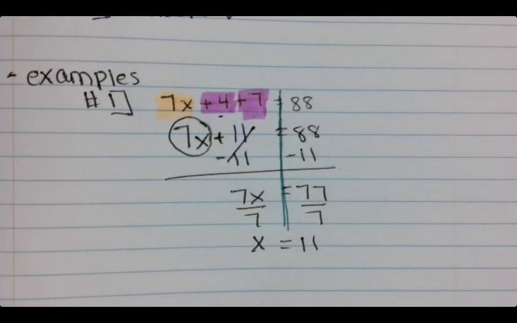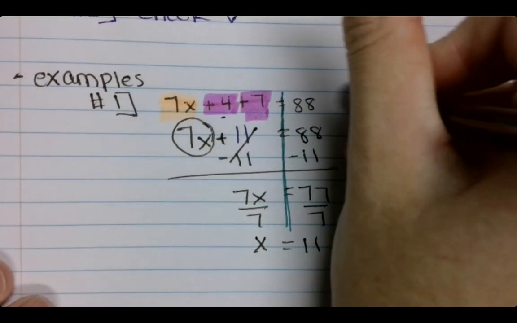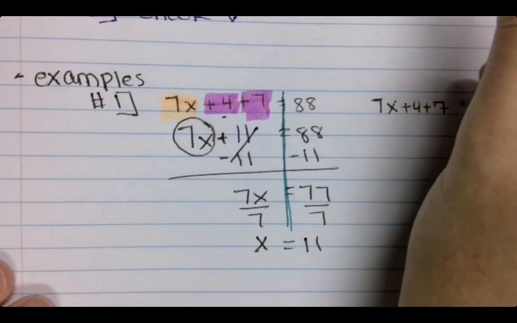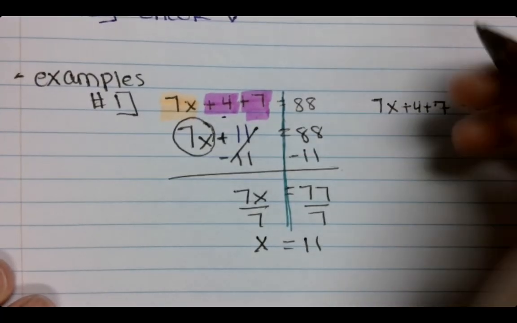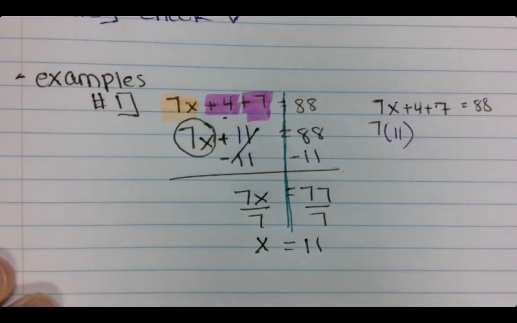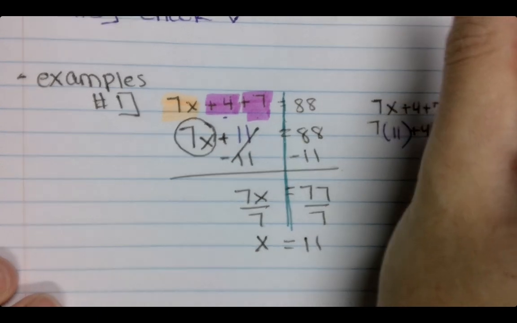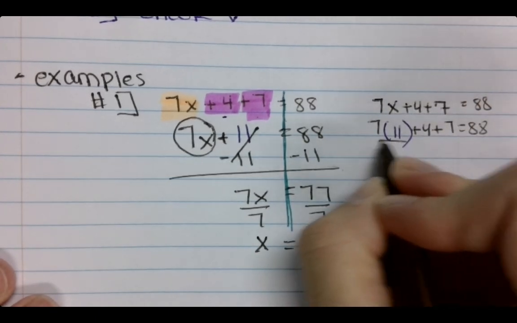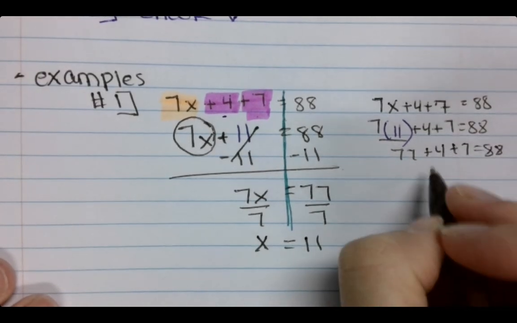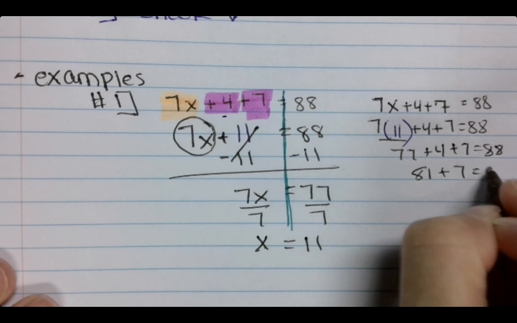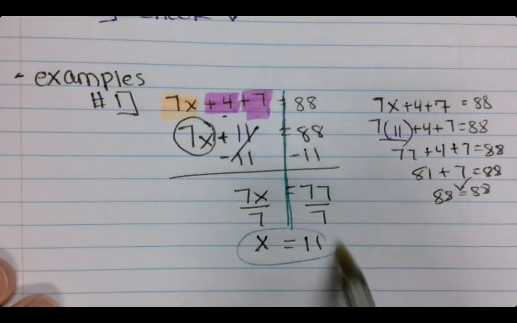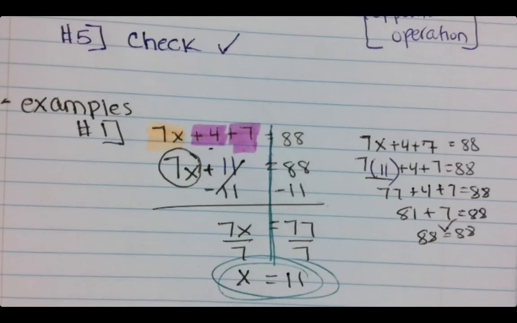So if we go to check that, we would have 7x plus 4 plus 7, and we are seeing if that equals 88. So 7 times 11 plus 4 plus 7, and we are seeing if that equals 88. This equals 77 plus 4 plus 7. That's 81 plus 7. 88 equals 88. That checks out. So this is indeed our answer. Great job.